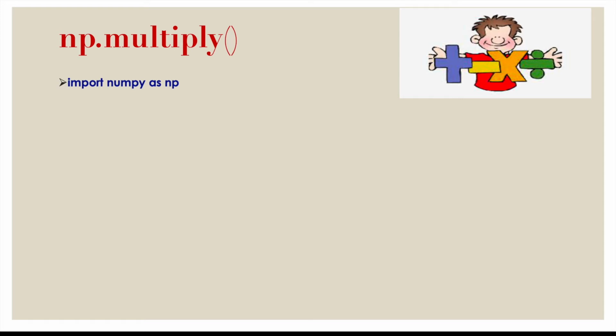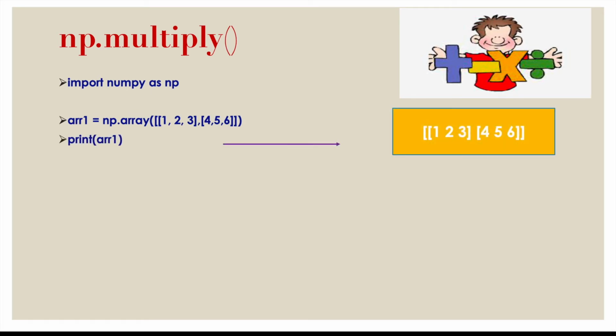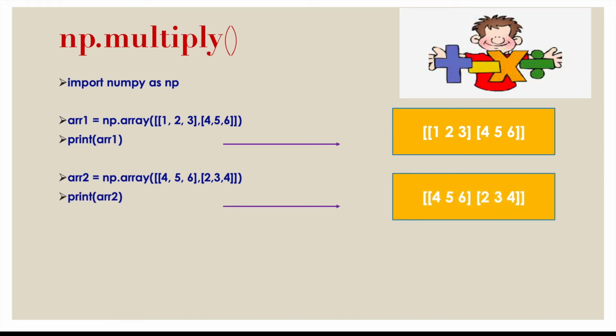So let's see with the lines of code. First of all, we import numpy as np. Then we create the first array by calling the np.array function. This is going to create a two-dimensional array in a 2x3 format. Then we create our second array, that is array 2, by again calling the np.array function. And when we print this, we are going to see the contents of a two-dimensional array in a 2x3 format.